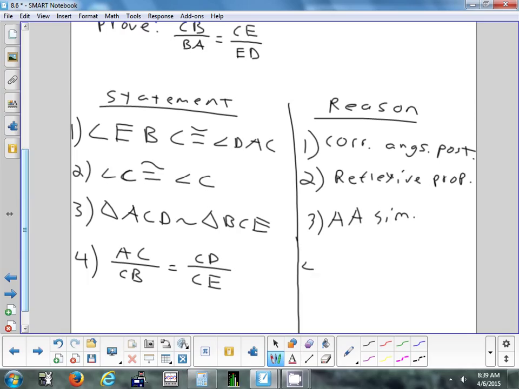Okay, and the reason for that? If you have similar triangles, corresponding sides are proportional. So with similar triangles, corresponding sides are proportional. All right.